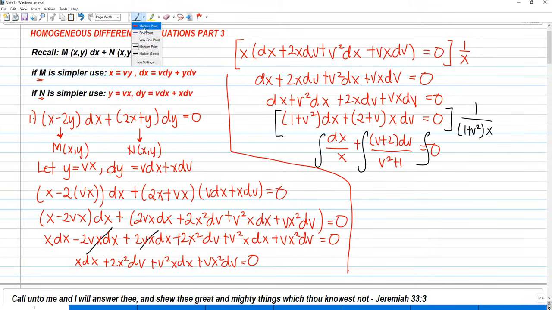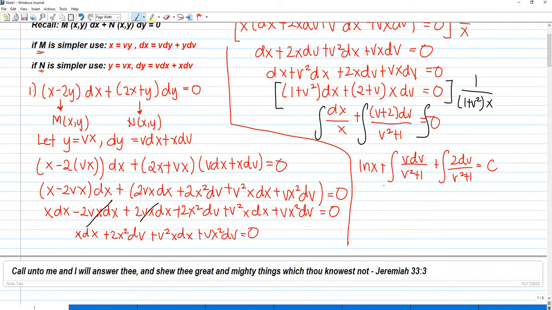Upon integrating, we know that this would be ln of x. For this one, I can use the properties of integrals. I can separate the numerator. We have v dv over v squared plus 1 plus 2 dv over v squared plus 1. And we know that this should be equal to c, the integral here, on the right side.